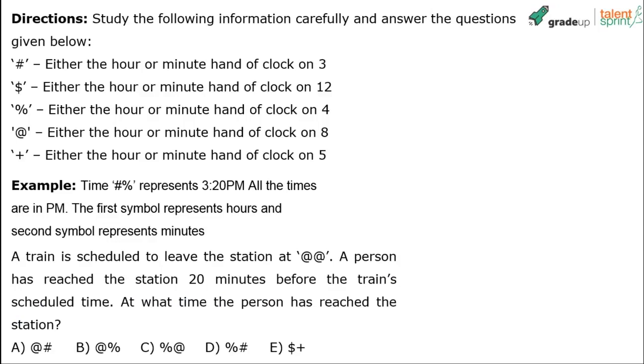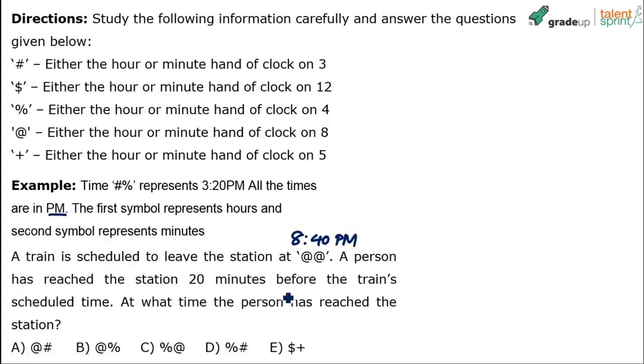Alright, so let's look at this now. So the question here goes as follows. A train is scheduled to leave the station at the rate. What is at the rate? At the rate means what? 8. So the hour hand is at 8. Minute hand is also at 8. Means 8:40 p.m. Right? Remember, all the times are in PM. So a train is scheduled to leave the station at 8:40 p.m.